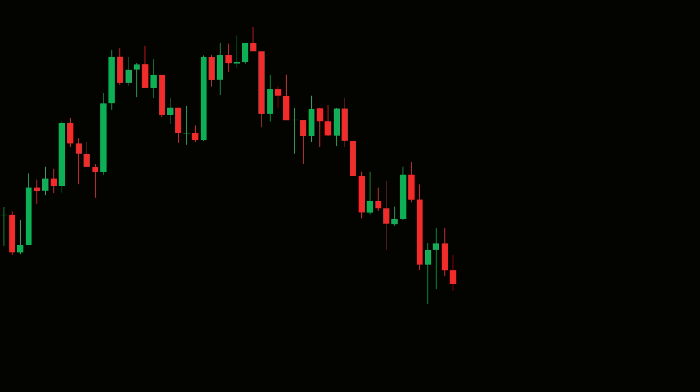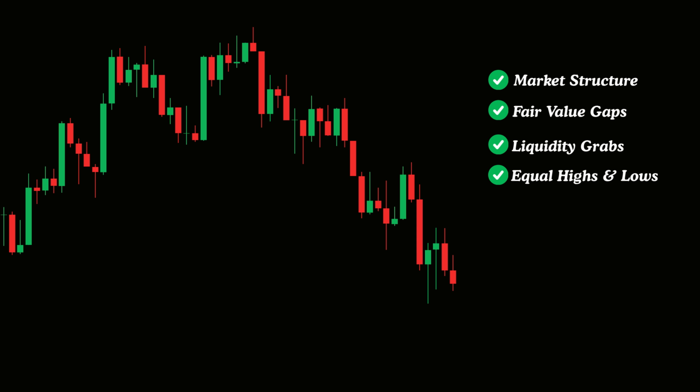Let's get started. As I mentioned, these strategies emphasize market structure, fair value gaps, liquidity grabs, equal highs and lows, and multi-time frame analysis. But here's the best part. We won't be marking these manually on the chart. Instead, we'll rely on the Price Action Toolkit indicator to automatically spot them for us. So, without delay, let's begin with the first setup.